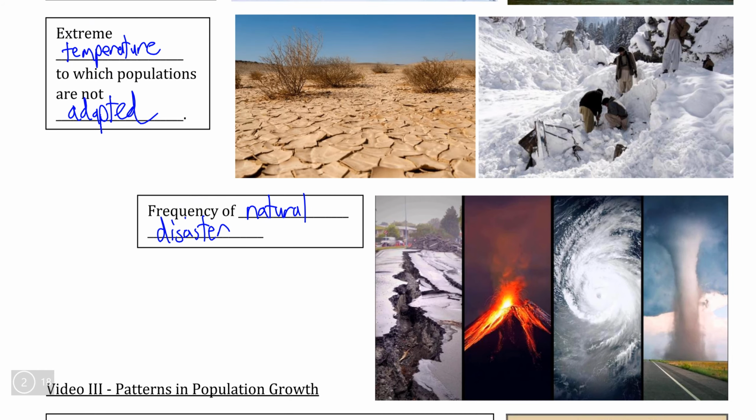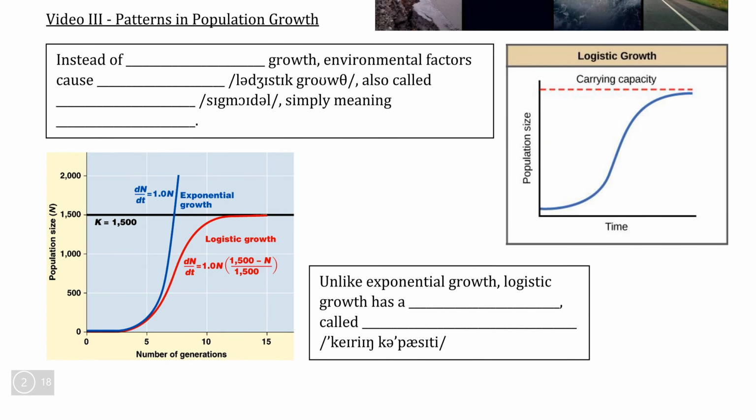In the next video, we're going to look at how to represent population changes under non-ideal conditions where the exponential growth no longer holds true.